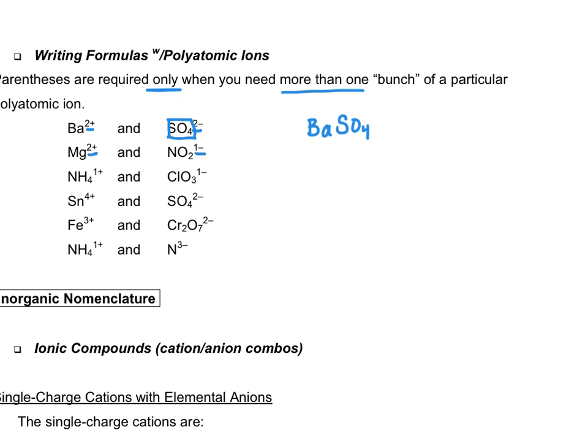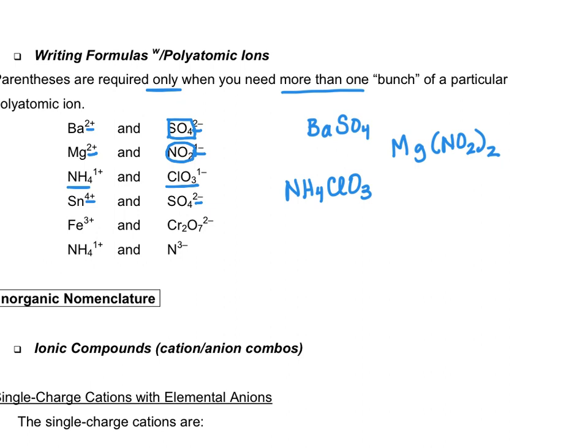Mg and 1 minus. So I need 2 of this piece. That's where your parentheses come in. So I have Mg, open parentheses, NO2, close parentheses, 2. I can't say NO22 because that's not going to work anyways. Okay, so ammonium is a 1 plus, chlorate is a 1 minus, so I just write the whole thing down: NH4ClO3.